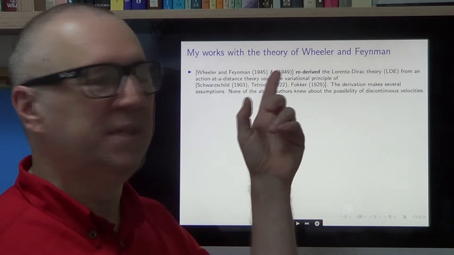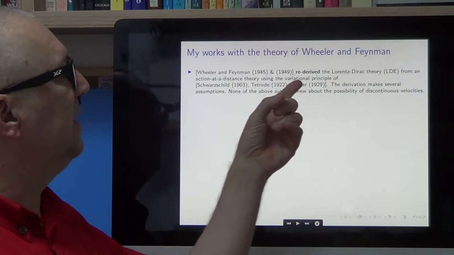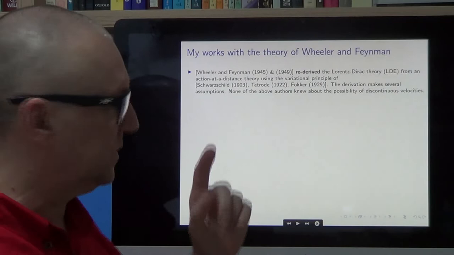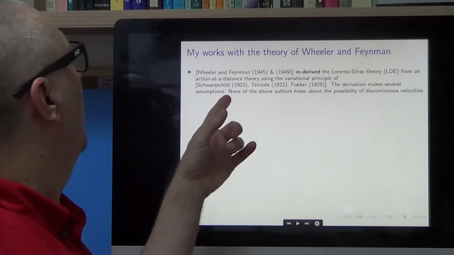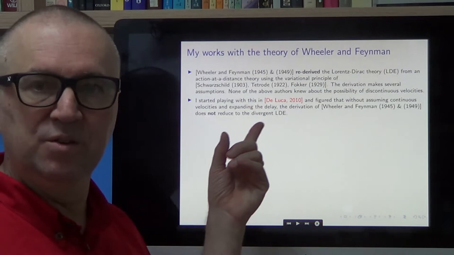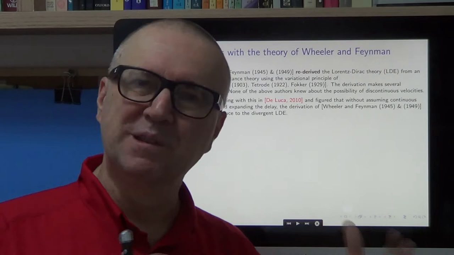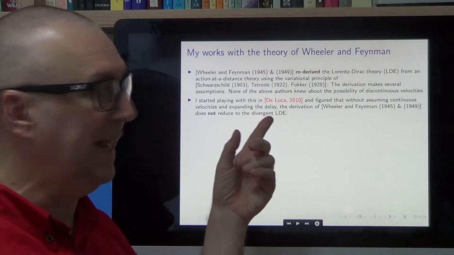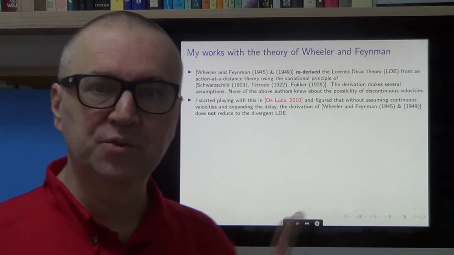My work with the theory of Wheeler and Feynman: Wheeler and Feynman rederived the Lorentz-Dirac theory from an action-at-a-distance theory using the variational principle of Schwarzschild, Tetrode, and Fokker. The derivation makes several assumptions, as always. None of the above authors knew about the possibility of discontinuous velocities. I started playing with this in 2010 when I saw something strange in a proof. I figured that without assuming continuous velocities and expanding the delay, the derivation of Wheeler and Feynman does not reduce to the divergent Lorentz-Dirac equation.